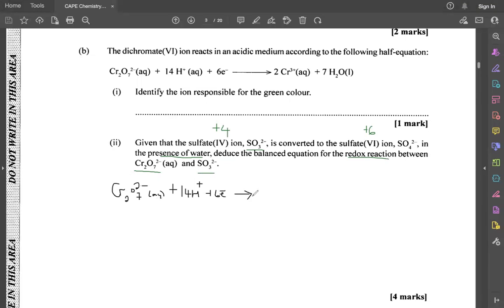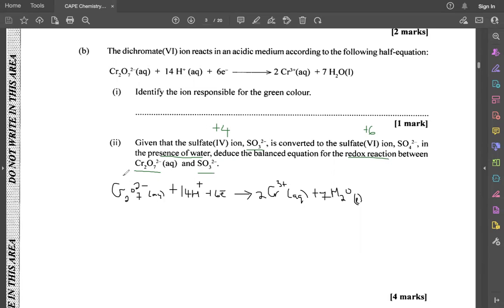Right, and that's just going to go to our 2 moles of the chromate 3+, the one responsible for the green color, as we mentioned above, plus 7H2O. So that's the half equation that they gave us in part I. Okay, so now what remains is we have to write the other half, and this was our what?